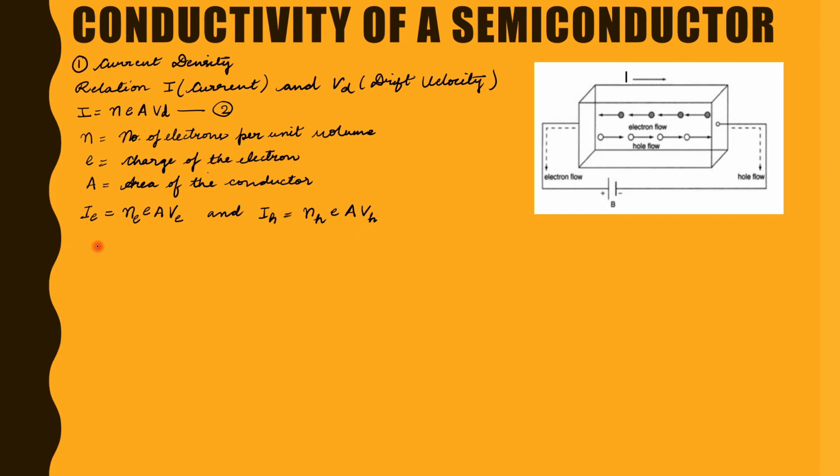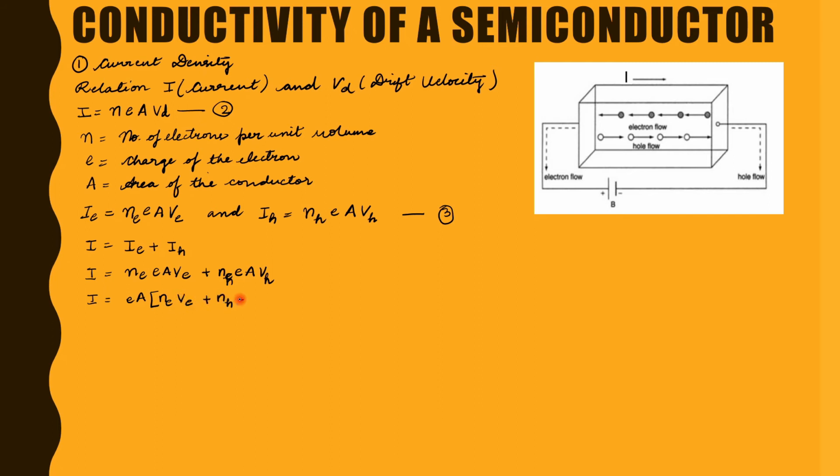Okay, so we got this. Now we will be putting both these equations into our first equation, that is I is equal to IE plus IH. So I is equal to NE EA VE plus NH EA VH.